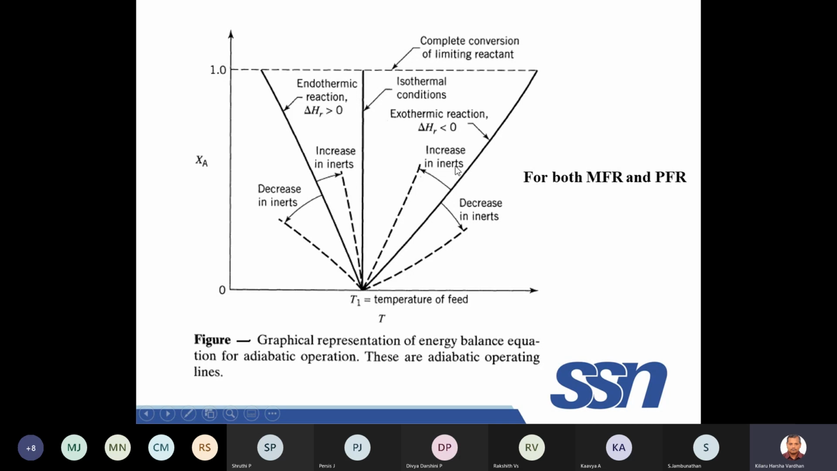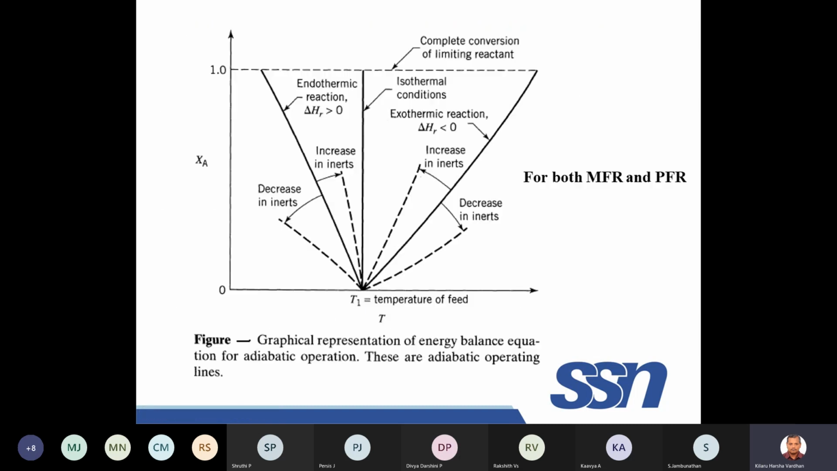And if there are inerts, both exothermic and endothermic, then these two curves tend to the isothermal condition. That is an important thing. Why inerts? Any idea? If there is a decrease in inerts, then both move away from this particular line, right? Here I asked one question: why does the increase in inerts push this toward the isothermal? It is because of specific heat. Specific heat is increasing, therefore it goes to the isothermal, right?